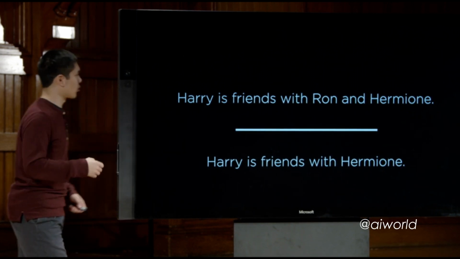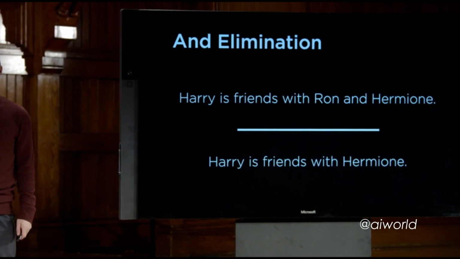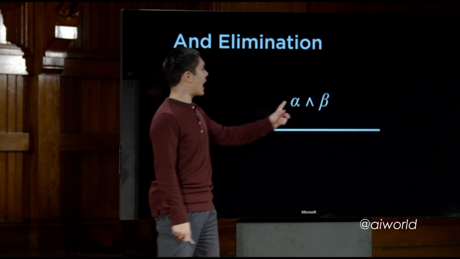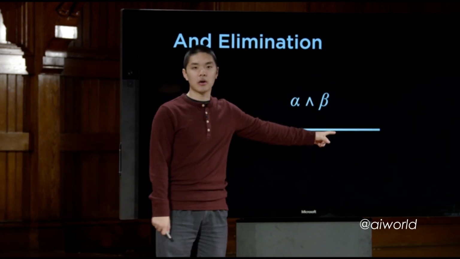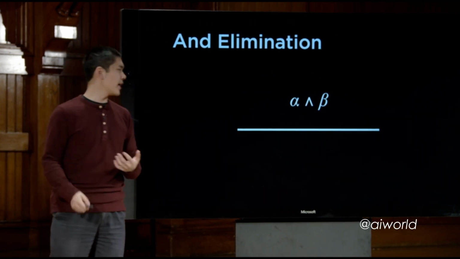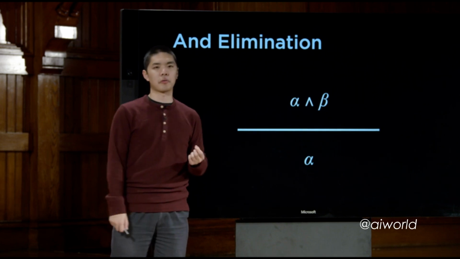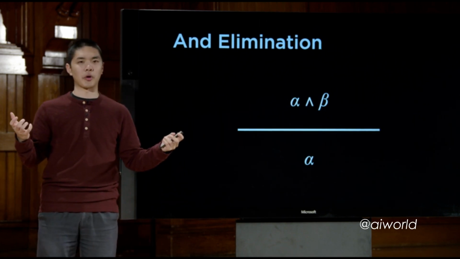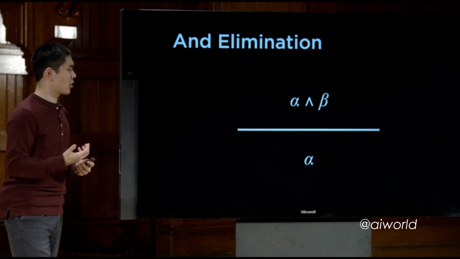And this inference rule is known as and elimination. What and elimination says is that if we have a situation where alpha and beta are both true, I have information alpha and beta, well then, just alpha is true. Or likewise, just beta is true. That if I know that both parts are true, then one of those parts must also be true.